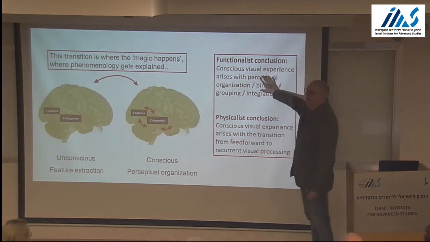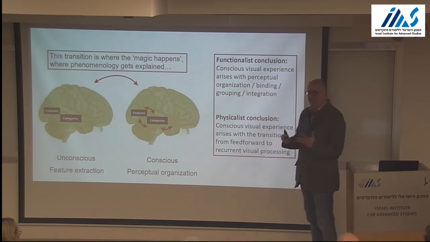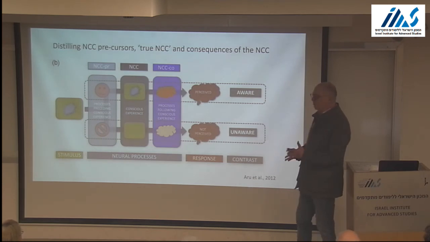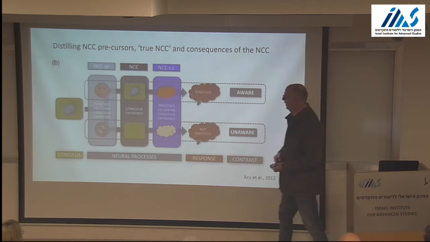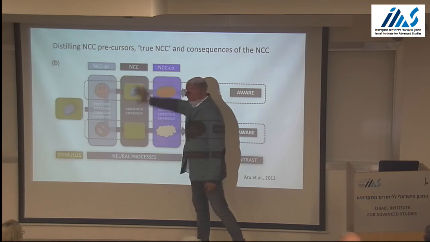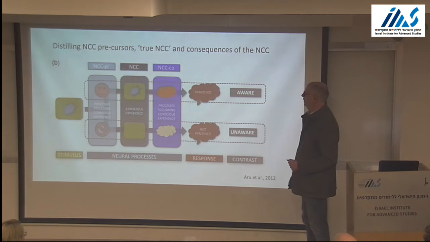But anyway, the functionalist conclusion is, conscious visual experience arises with perceptual organization or binding, grouping, integration. There are different versions, of course, of this. This is where conscious experience arises. And of course, the physicalist conclusion would be conscious visual experience arises with the transition from feed forward to recurrent processing. But to me, they're just the same. And this is very much related to this whole story of distilling NCC precursors from the true NCC and the consequences of the NCC. So I would say this is where global ignition and what have you sits. This is where reentrant processing in visual cortex sits, and that's where the unconscious processing is, of course, feed forward.